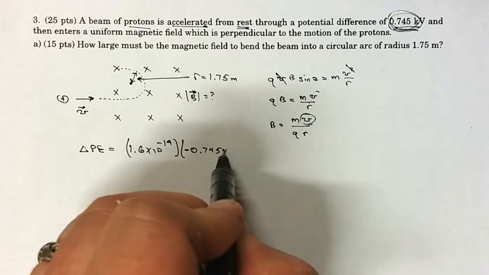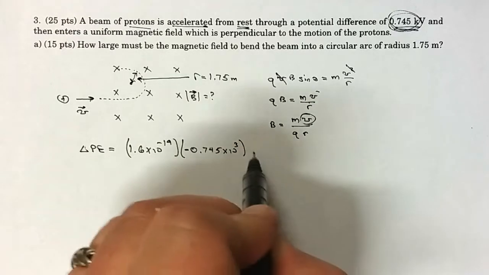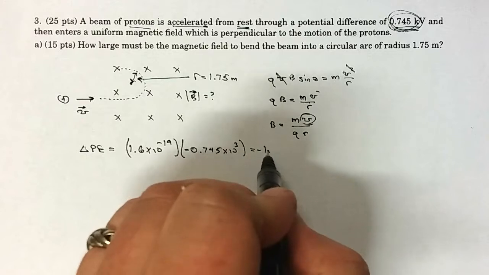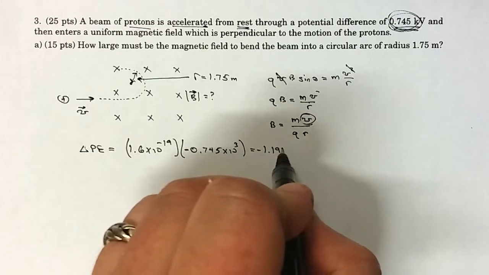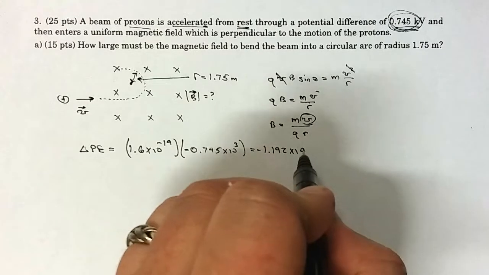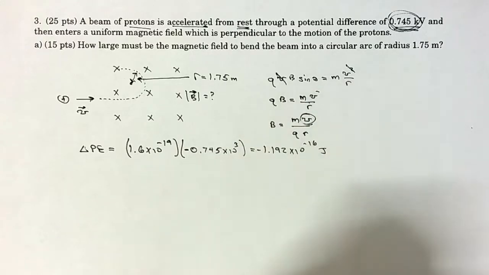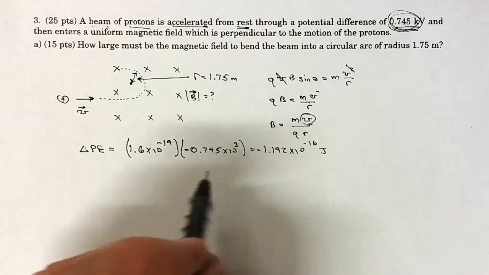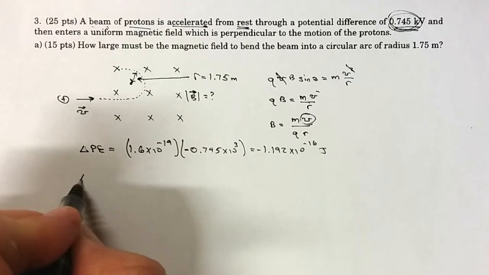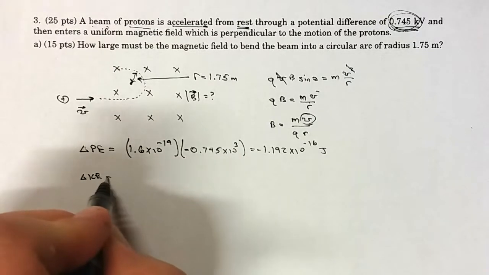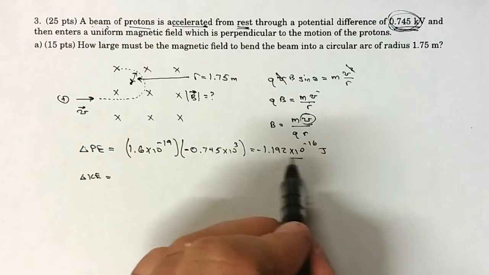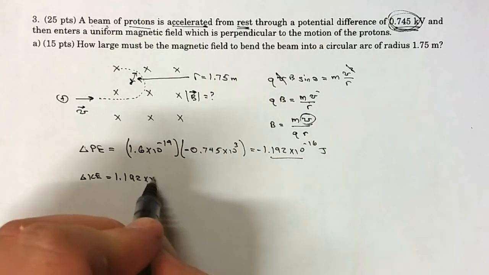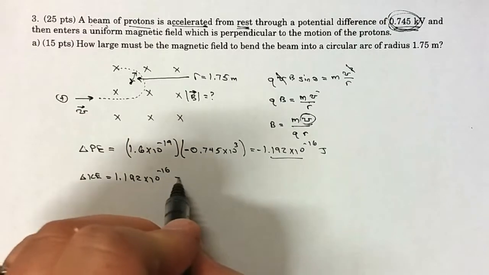745, and then kilo is 10 to the third. So I have a change in potential energy of minus 1.192 times 10 to the minus 16th joules for each of the protons in this beam. Now, what does that mean about the final energy? Well, the change in kinetic energy will increase by this same amount, 1.192 times 10 to the minus 16th joules.